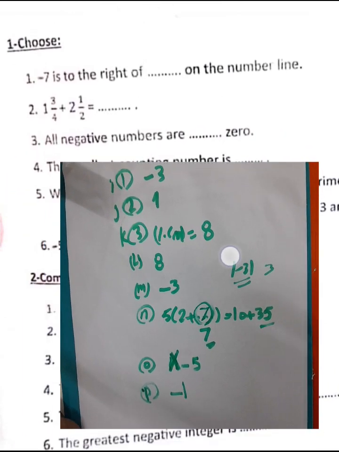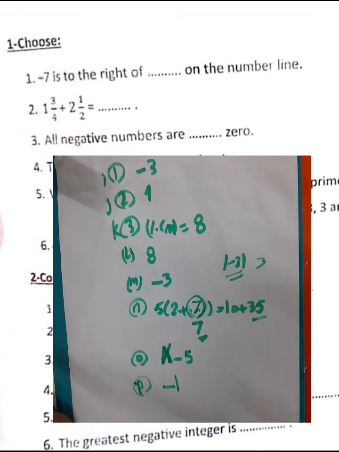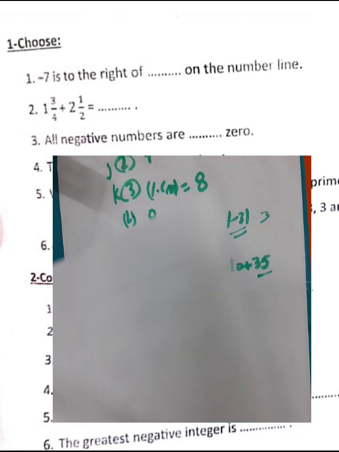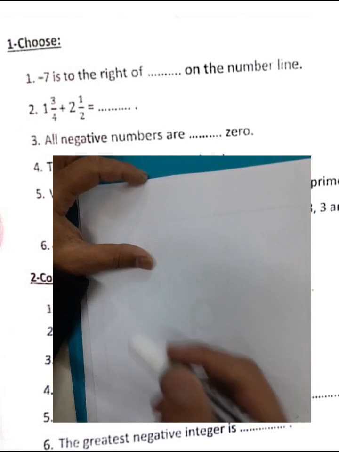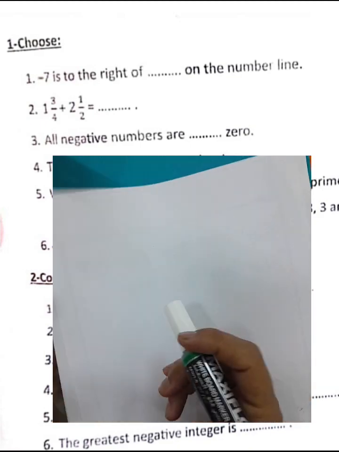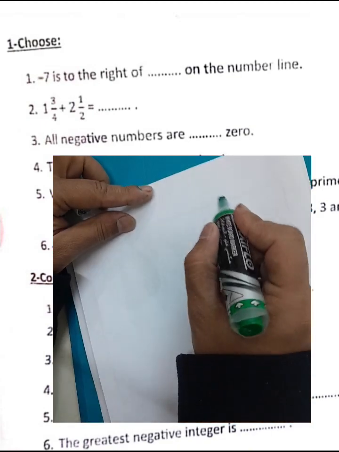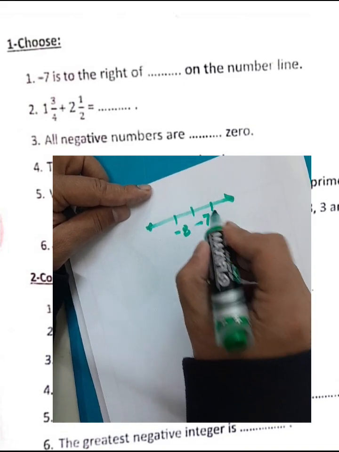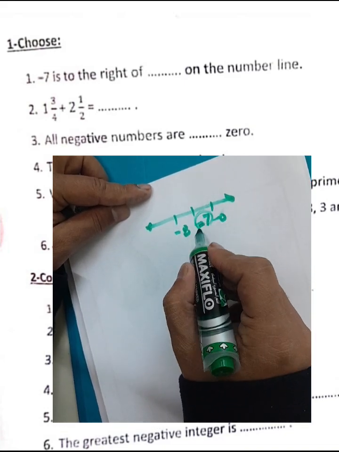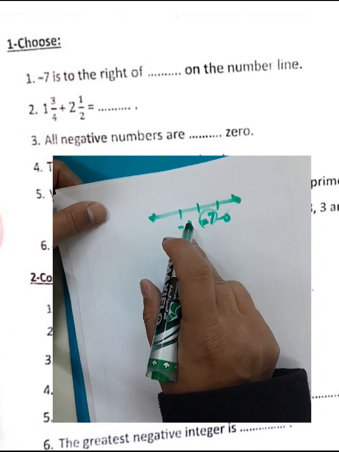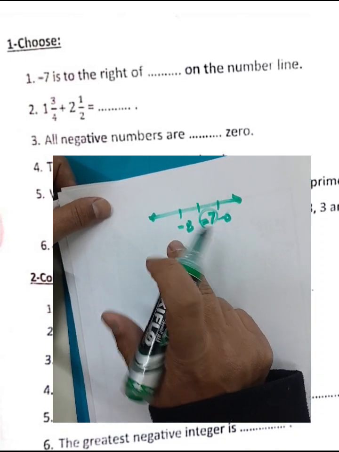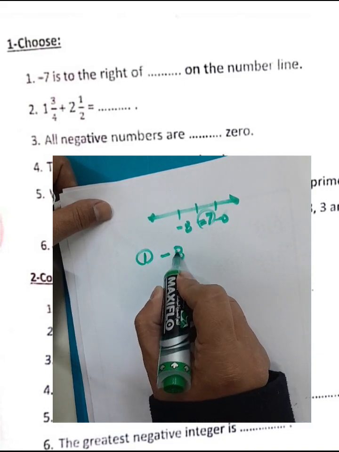Negative 7 is to the right of what in the number line? Look here with me at the number line. Negative 7, and here negative 8, and here negative 6. Negative 7 is to the right of negative 8. Okay, negative 7 is to the right of negative 8 on the number line. The result will be negative 8.